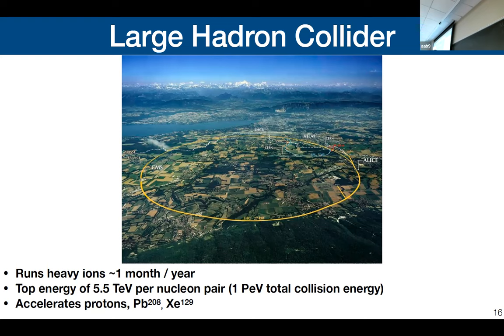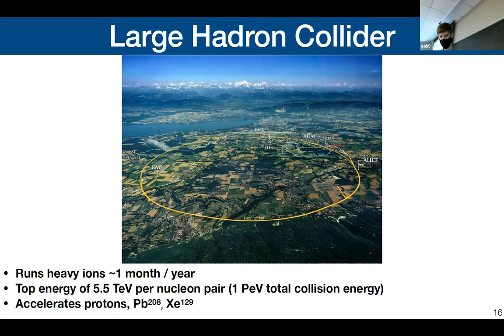We're also more limited on what types of particles we can accelerate. We do protons, lead, and there was a short run of xenon. But other than that, we focus mostly on those. Both RHIC and the LHC are very complementary to each other, and a lot of the conclusions that we have found from one translate very well over to the other. However, I'm just going to talk about the LHC, because that's what I work on, for the rest of this talk.